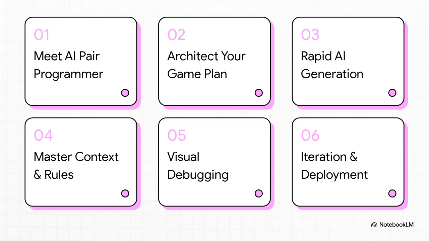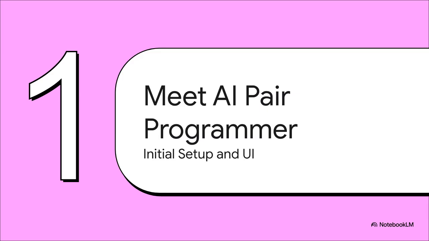So here is our roadmap for the Builder's Arc today. We've got 6 key steps. Meet your AI pair programmer, architecting your game plan, rapid generation with Composer, mastering context and rules, debugging with visual feedback, and finally, iteration and final deployment. Let's jump into step 1.